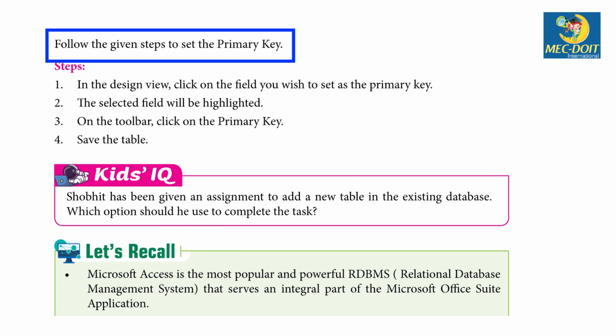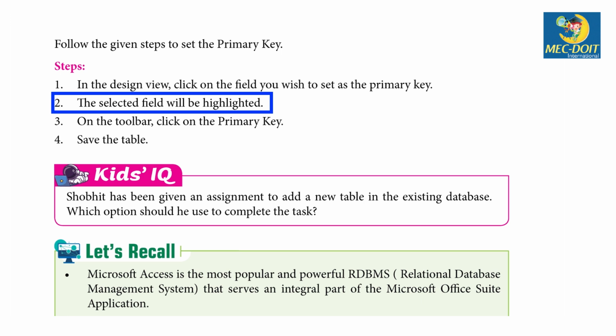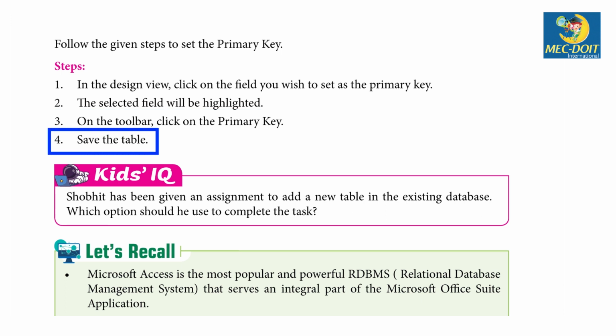Follow the given steps to set the primary key. Steps: 1. In the design view, click on the field you wish to set as the primary key. 2. The selected field will be highlighted. 3. On the toolbar, click on the primary key. 4. Save the table.